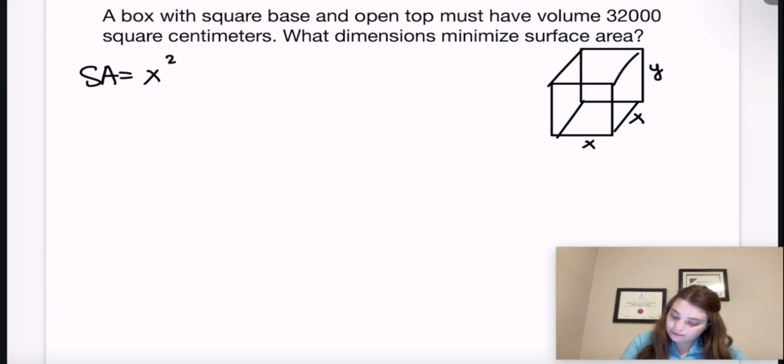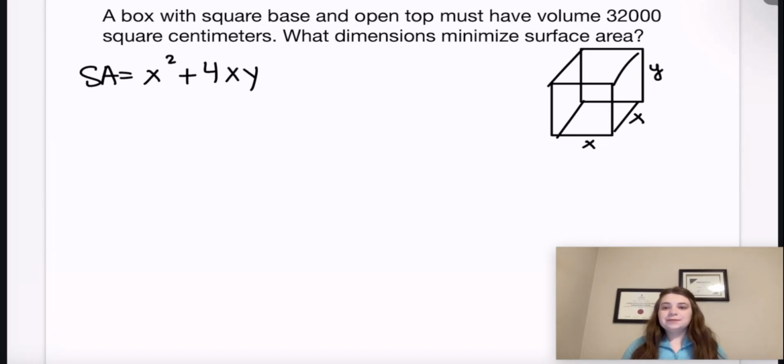And then we have four faces around, x times y over here, x times y over here, x times y over here, and x times y over here, like that. So that's going to be plus 4xy. And so that's our equation for the surface area, and that's what we would like to minimize ideally in order to essentially save money on whatever packaging we're making for this while still having the volume that we want.